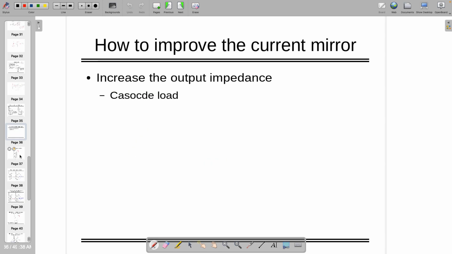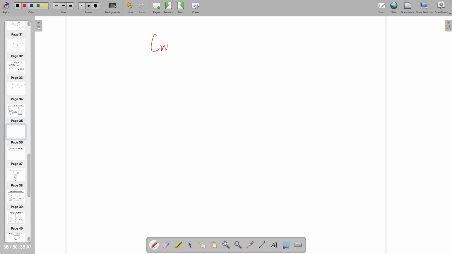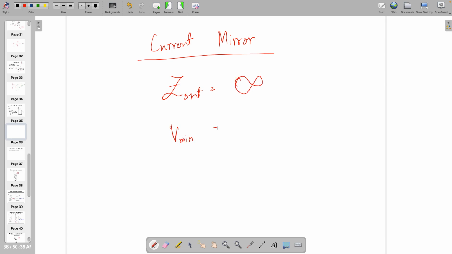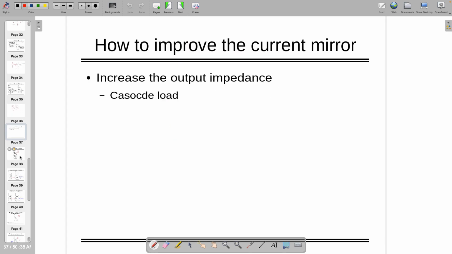Now our next goal is to make a current source or current sink through the mirroring technique, or the current mirror. Only two things are there: output impedance has to be infinity and V minimum has to be 0. So how do we make output impedance infinity? Do you have any technique through which we can do that? We can do the cascode, right? If you cascode the load, it will increase the output impedance. So let's go that way.